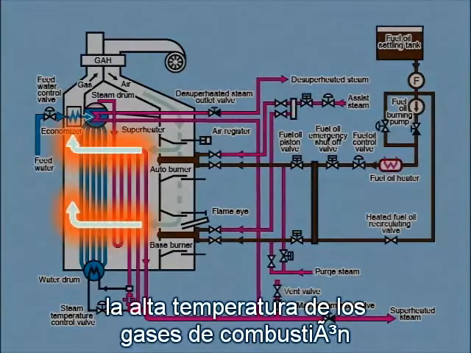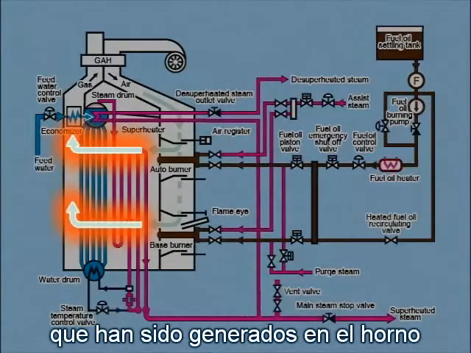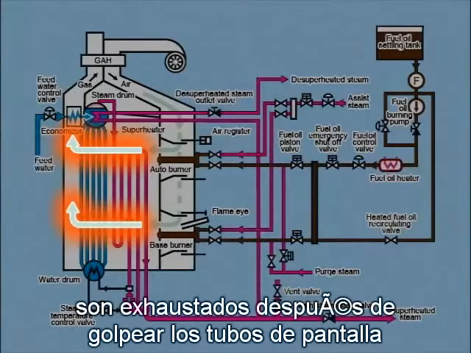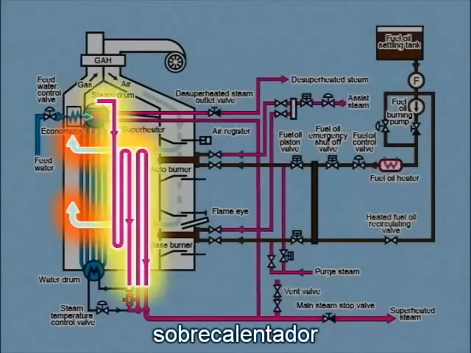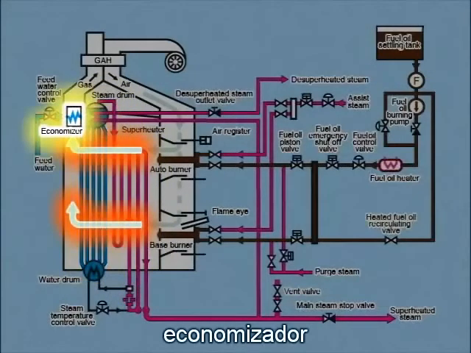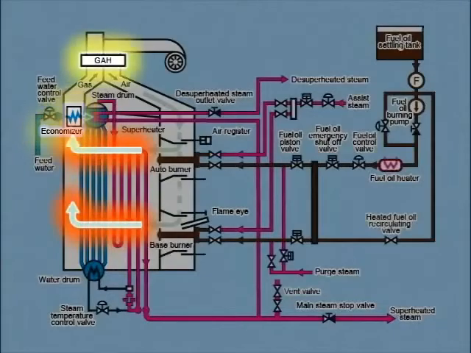The high-temperature combustion gas that's been generated in the furnace, surrounded by the water wall, is exhausted after heating the screen tubes, superheater, main bank, economizer, and gas air heater.